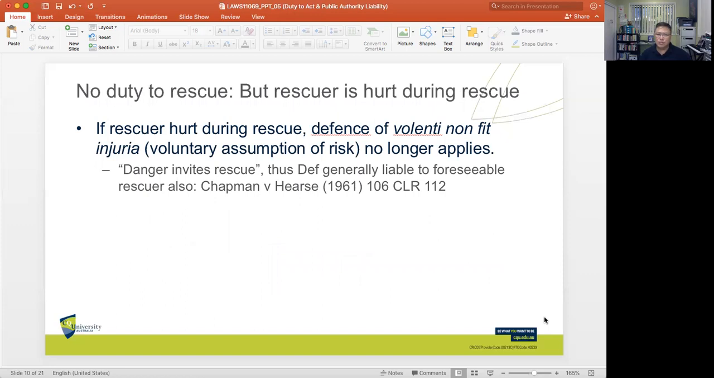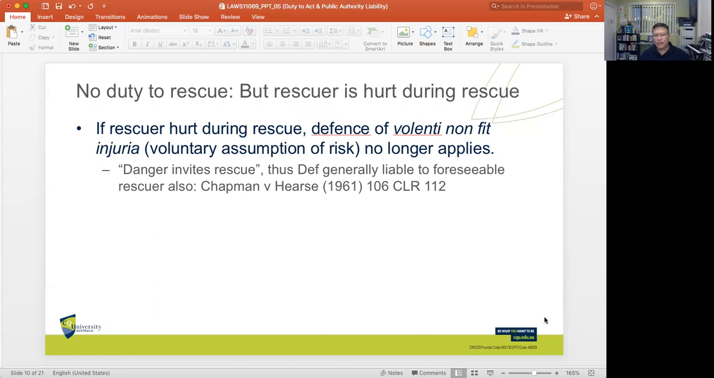Now, we said that there is no duty to rescue. What happens then? We said that if the rescuer causes harm, there is Good Samaritan legislation to protect him from liability in the event that his attempt to rescue or his actions in rescuing another causes harm or injury to the victim. So we have that Good Samaritan rule. What if you have a scenario where, although there is no duty to rescue, somebody does seek to rescue another, but in doing so, the rescuer himself is injured?